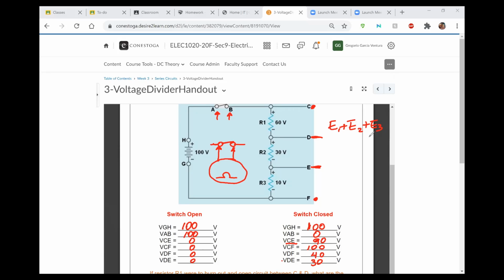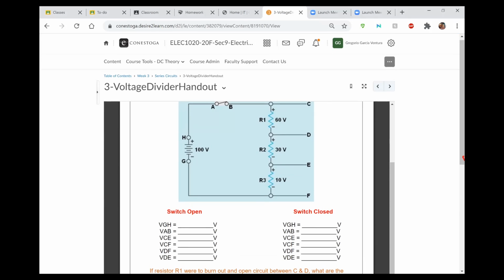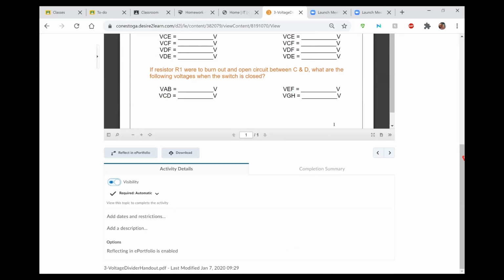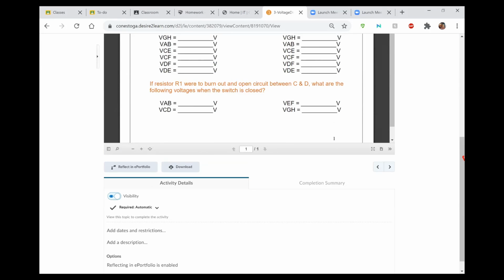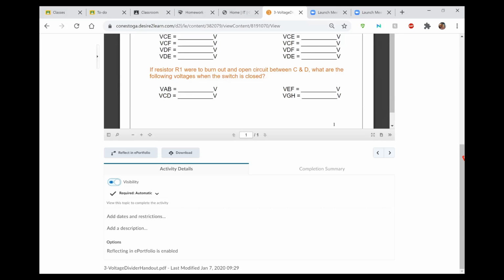So let's keep moving. What we're going to do next is see what's going to happen if the resistor R1 were to burn out. First, we are just going to discuss it very briefly, and then I'm going to show you the simulation of what's going to happen with it.